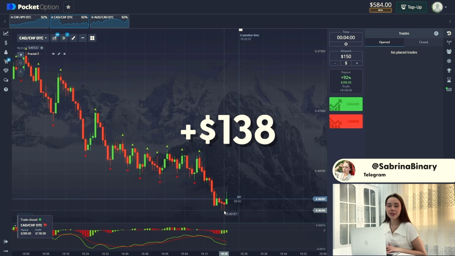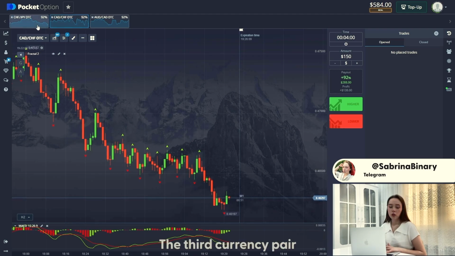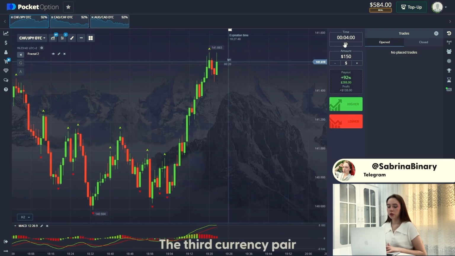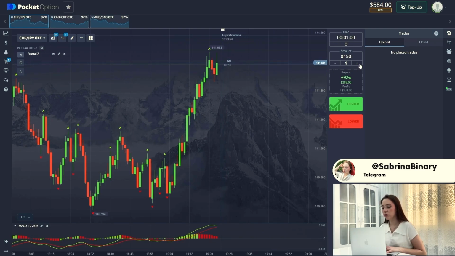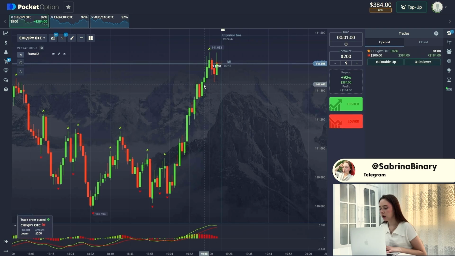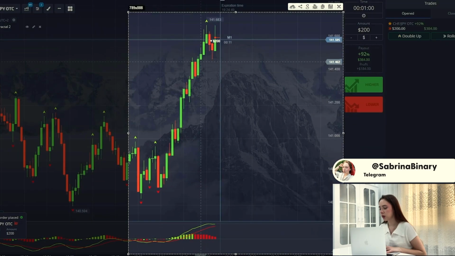So trader, the second deal is over and the profit was $138. But we are moving on to the last trade for today. A wonderful currency pair, but first I'll reduce our time frame to 1 minute and increase the trade amount to $200. It's the most profitable to open a trade on the downside.